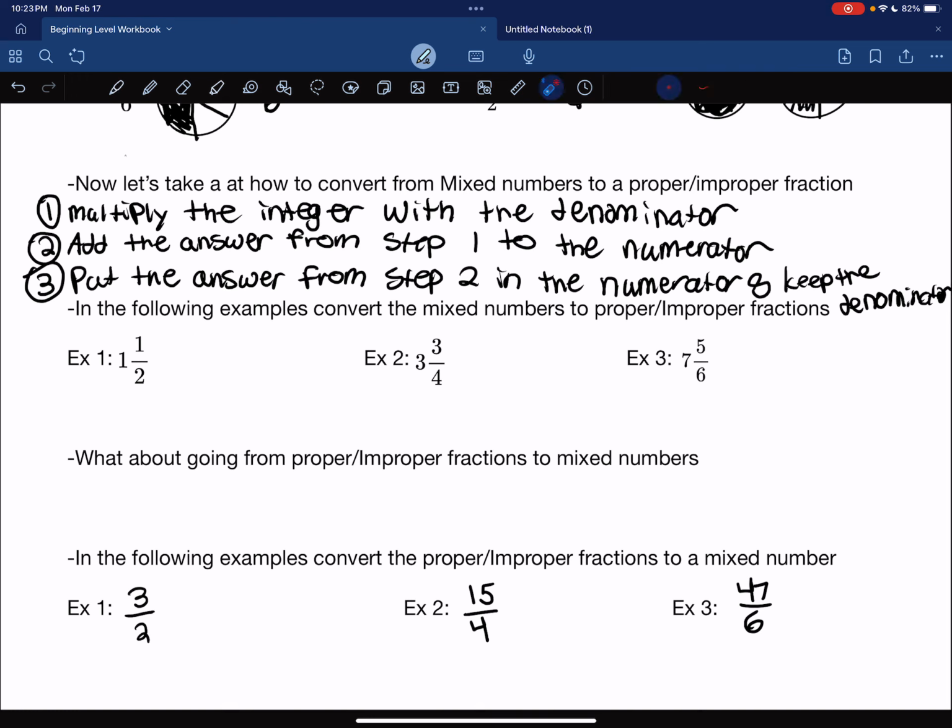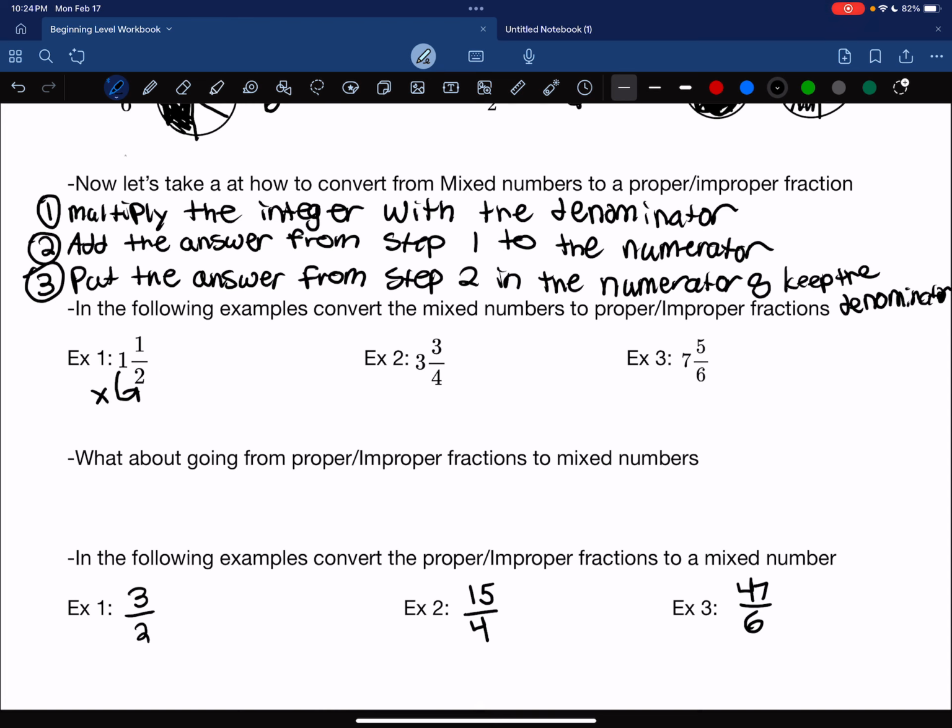So for this first example, let's work through this together. And then once we get through example 1, for examples 2 and 3, please pause the video and try these ones on your own once you've seen the example before I go through them together, or before I go through them in the video. So with that being said, let's take a look at example 1. So our first step is to multiply the integer with the denominator, or in other words, the denominator is the bottom part of the fraction. So we're going to do 1 times 2.